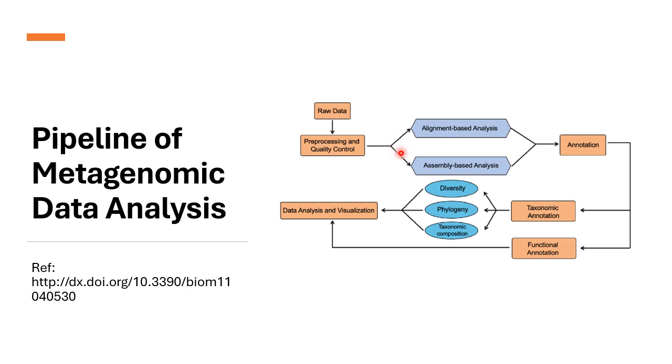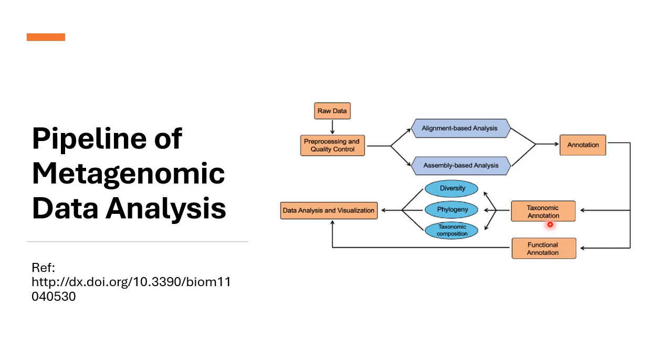Alignment-based analysis typically means aligning reads directly to reference databases, which allows for quick annotation and taxonomic identification, and assembly-based analysis assembles reads into longer contigs or continuous sequences, which helps in reconstructing genomes and identifying functional genes. And this goes to annotation. There can be taxonomic annotation and functional annotation.